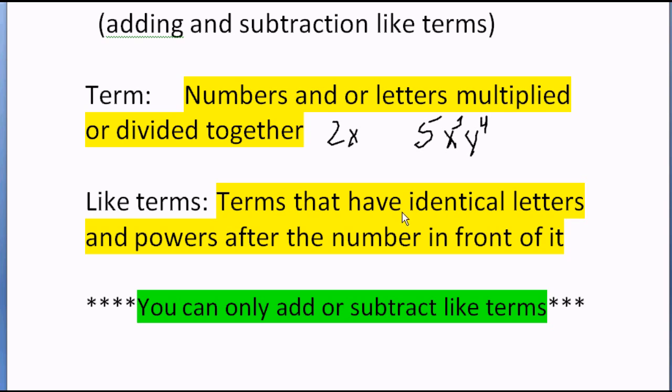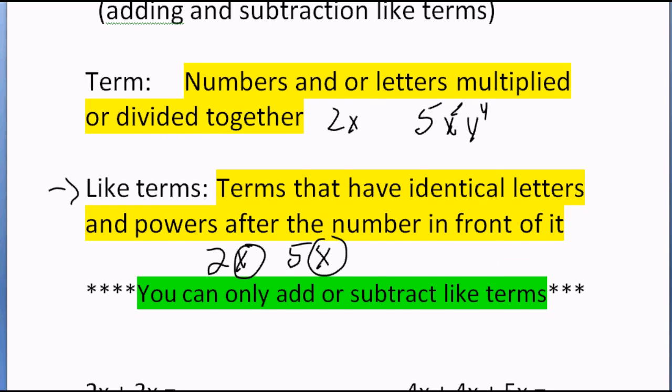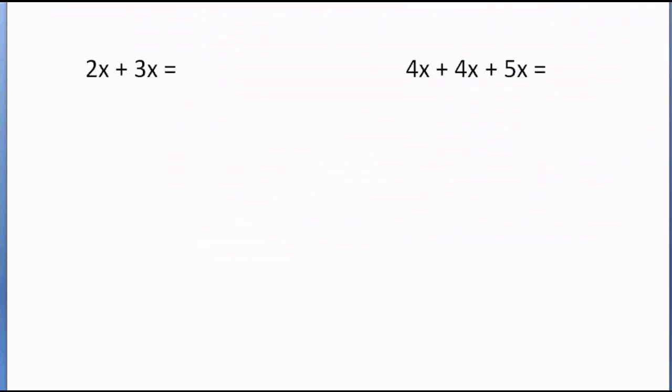Like terms. Like terms are terms that have identical letters and powers after the numbers. 2x and 5x are like terms because the stuff after the number is identical. Do you see? Terms that have identical letters and powers after the number. Whatever's after the number must be identical. And there's something special about like terms. You can only add or subtract like terms. So we're only going to talk about adding and subtracting like terms, not multiplying and dividing, just adding and subtracting.